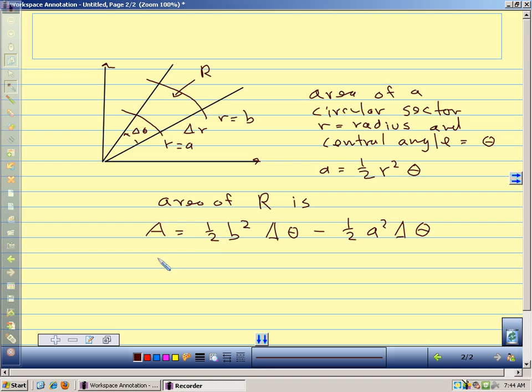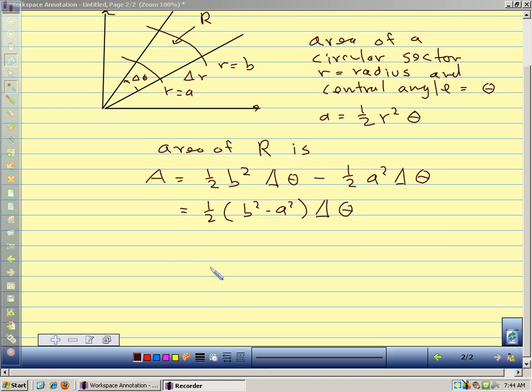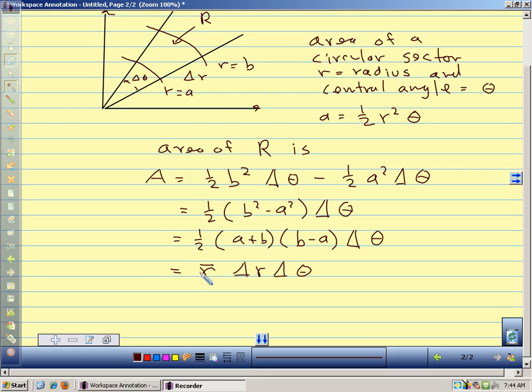I can rewrite this as 1/2 (b squared minus a squared) delta theta. Or I'm going to factor this: 1/2 (a plus b) times (b minus a) delta theta. So I just factored this. And I'm going to write this as r delta r delta theta, where this r is the average radius. So this r is the average radius of our sector.